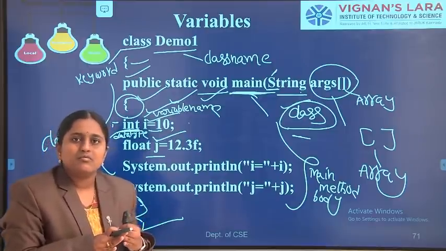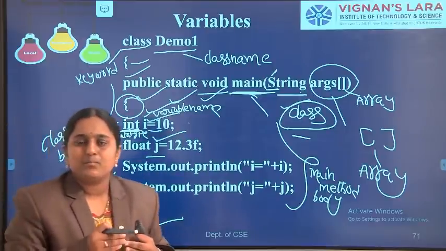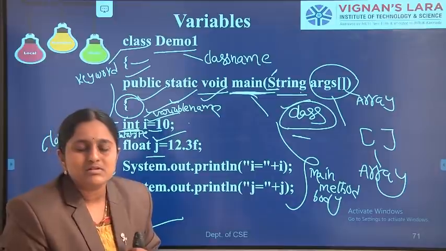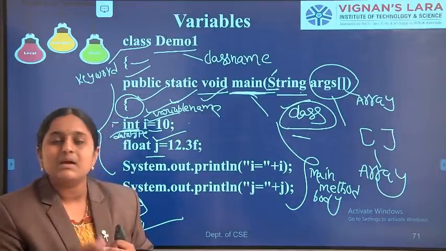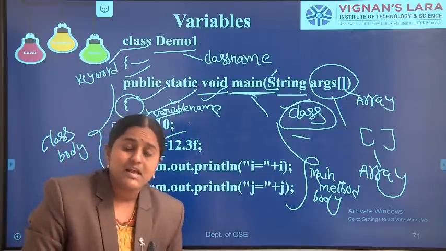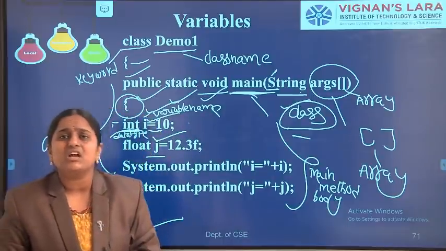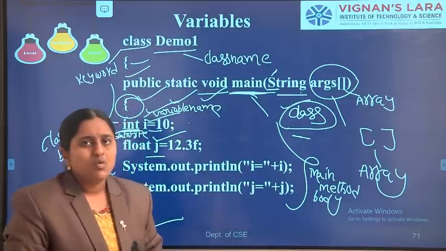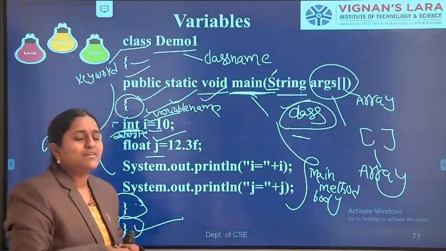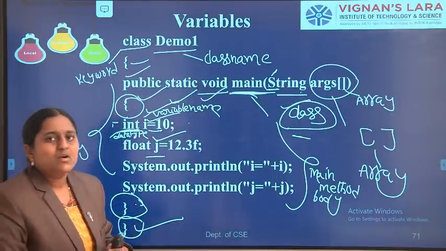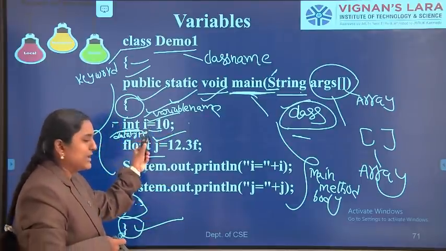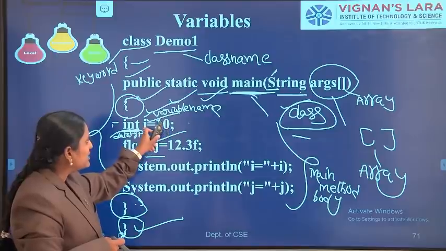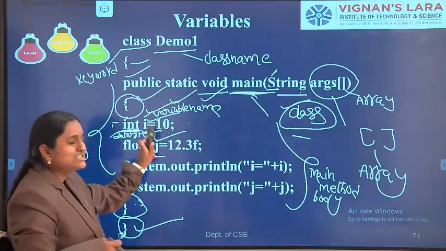So what is the point regarding local variables? Any variable defined within the method is called a local variable, but default initialization is not applicable to local variables. Whenever we define a variable within the method, at the time of declaration we can assign a value to the variable. So I am assigning the value 10 to the variable i by using an assignment statement.